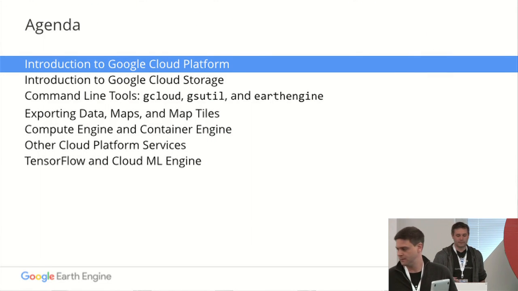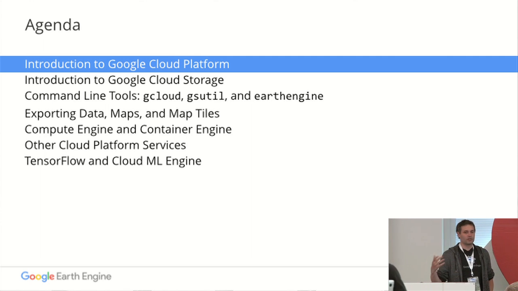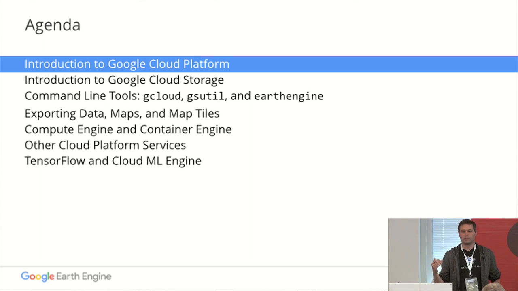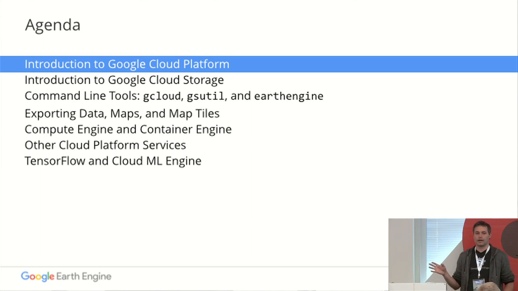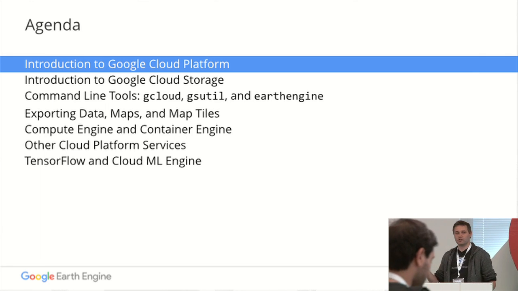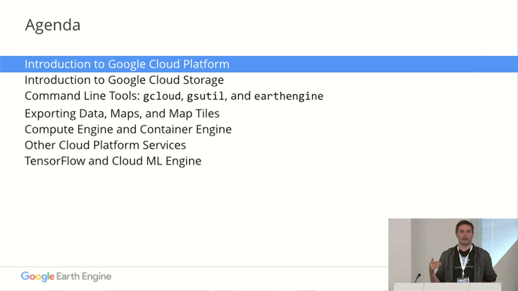This is the basic outline of the talk. I'm going to give an overall introduction to Google Cloud Platform, and then we're going to start talking in more detail about some specific tools. We're going to spend a bunch of time talking about Cloud Storage and how you can use it together with Earth Engine to manage your data in the cloud for various uses. We're going to talk about different ways in which you can export data and use it with the cloud.